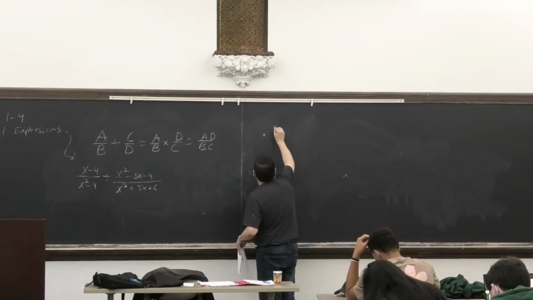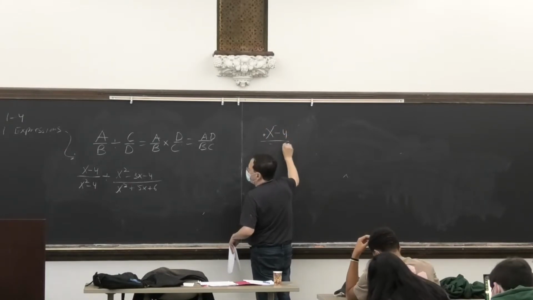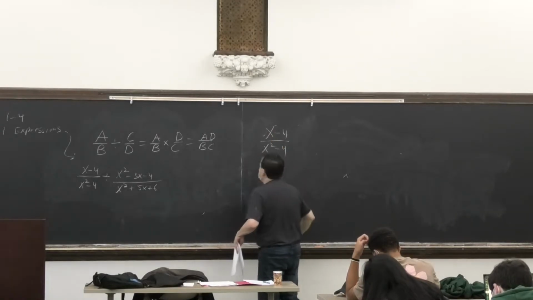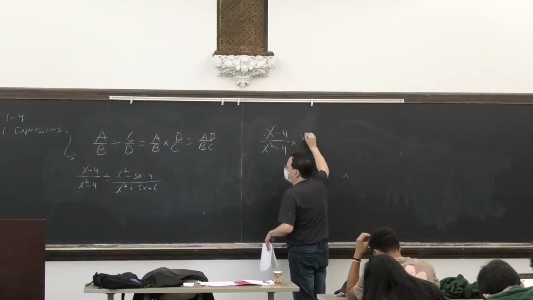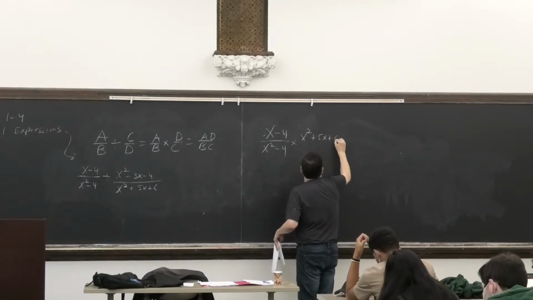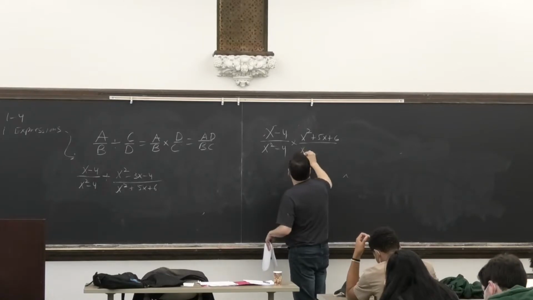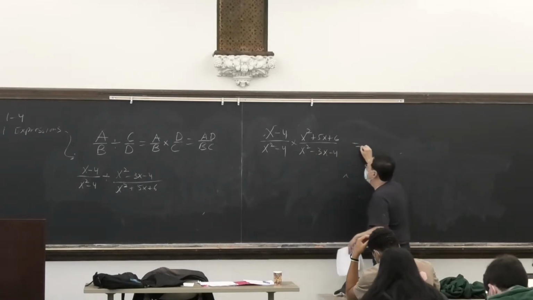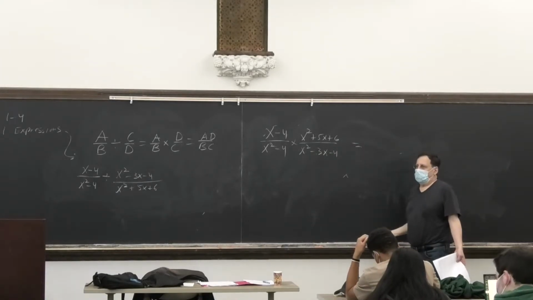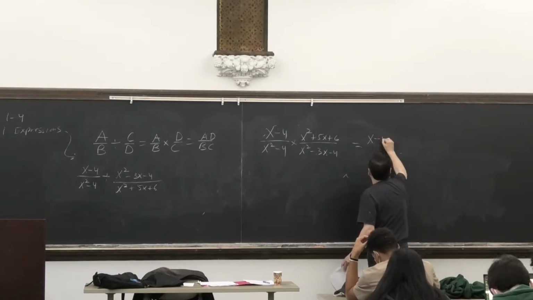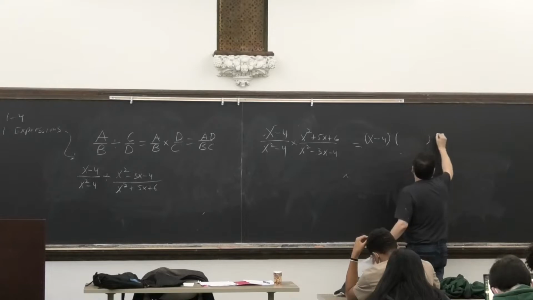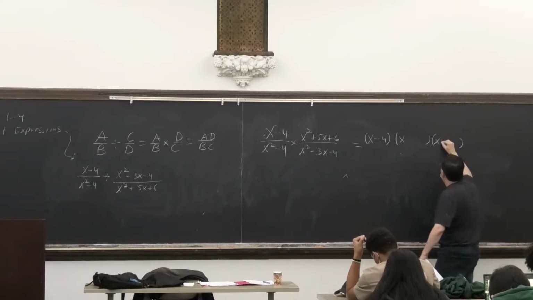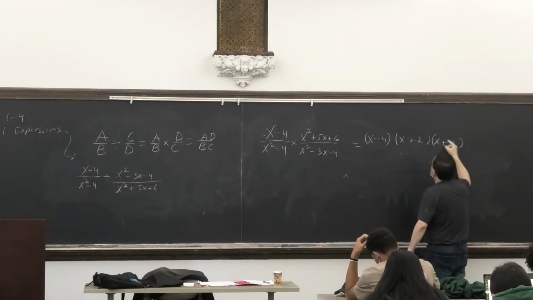So that's just going to become x minus 4 over x squared minus 4, x squared plus 5x plus 6 over x squared minus 3x minus 4. Okay, again, we're going to want to factor first, see if there's any simplification. X minus 4. What have we got here? X, I think we've seen this one before. Plus 2 and plus 3. Plus 2 and 3 add up to 5.